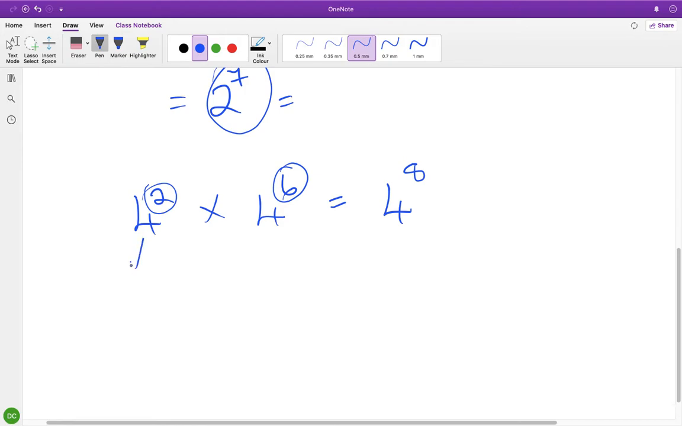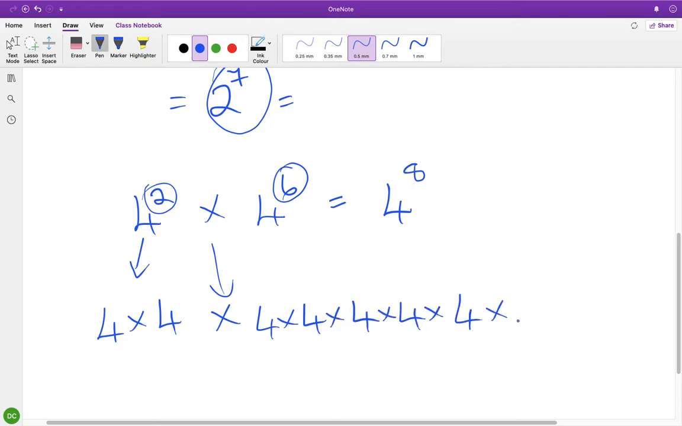We can do it out. So this one would be 1 4, 2 4's. This multiply sign we still have to put in, so that's that. And then this one is 1, 2, 3, 4, 5, 6. How many do I have? I have 1, 2, 3, 4, 5, 6, 7, 8. 4 to the power of 8. So what that first rule gives me is a quick way of doing this expanded version. So that's the first rule.